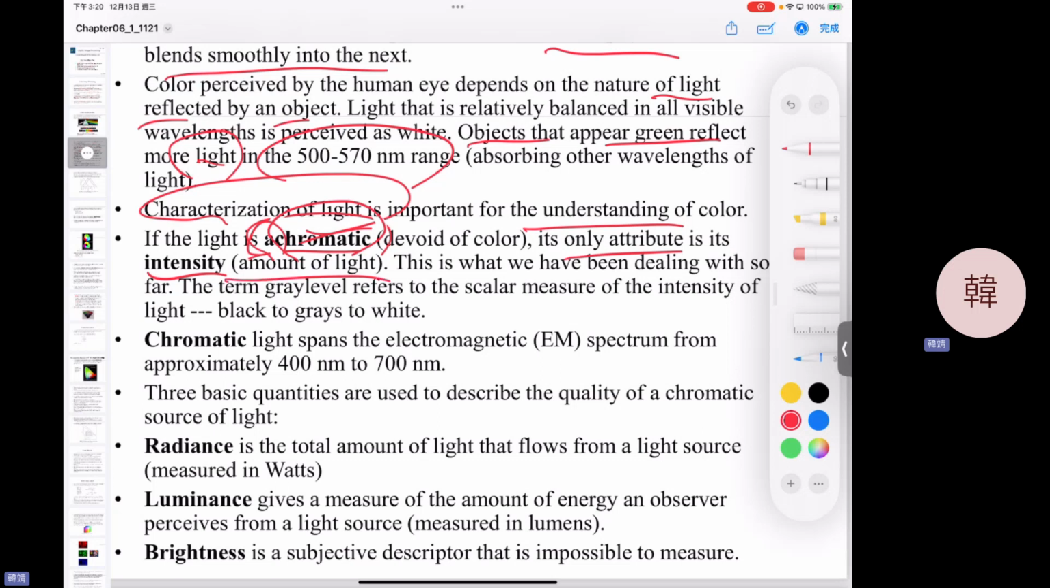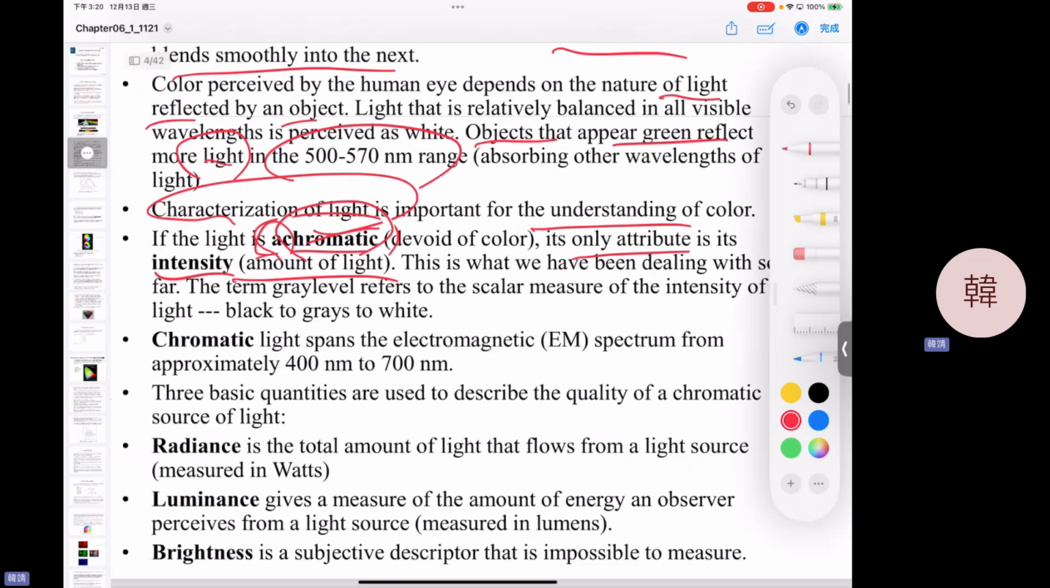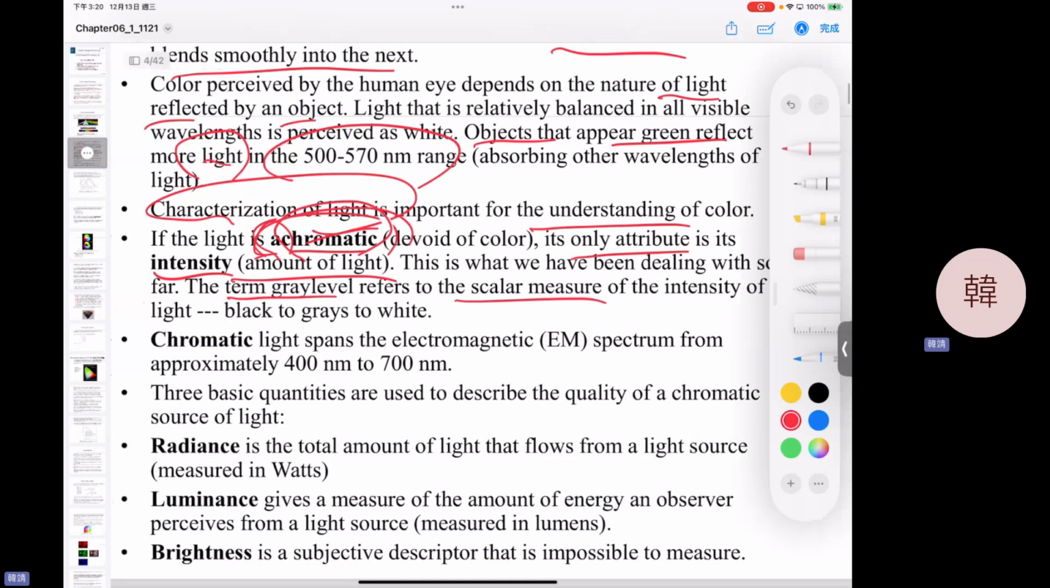And this is what we have been dealing with so far. In previous chapters, restoration and enhancement, we only focused on grayscale image processing, so we call it achromatic image processing. The term grayscale refers to a scale measuring the intensity of the light, only the intensity, from black to gray to white. In your computer, you use 1 byte to represent it, so you have 256 different gray levels.